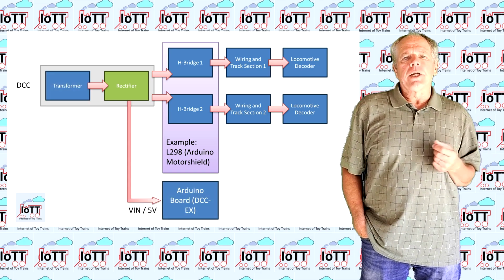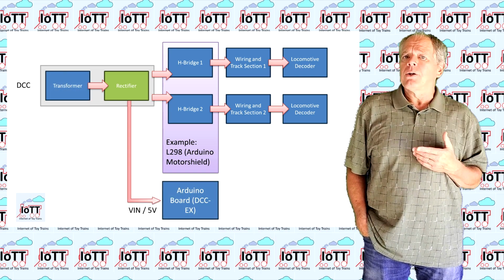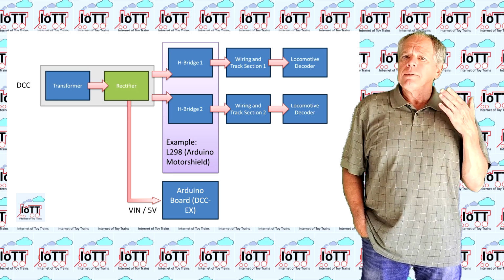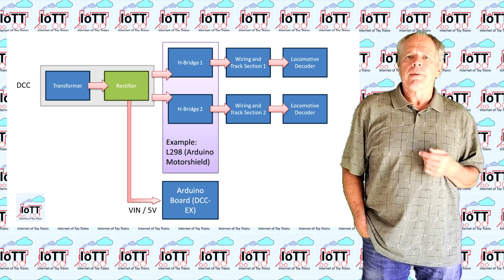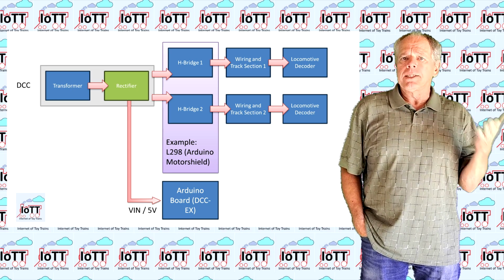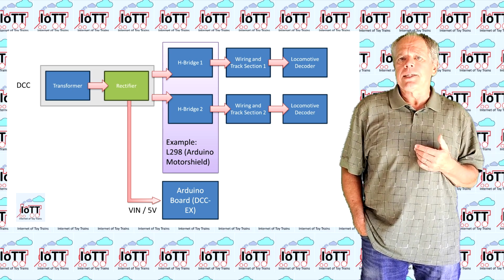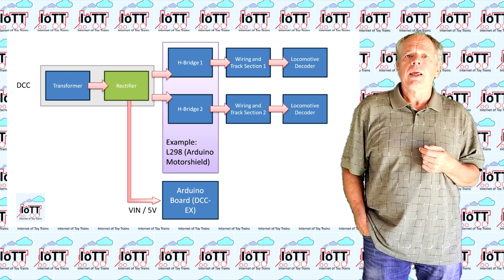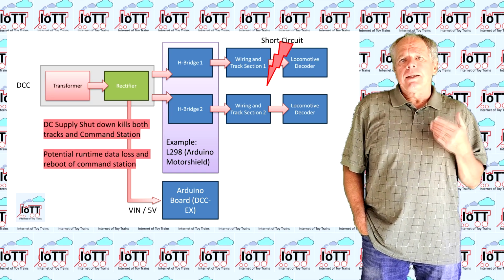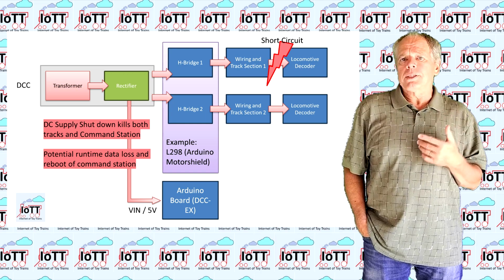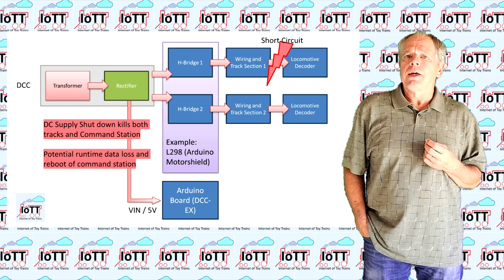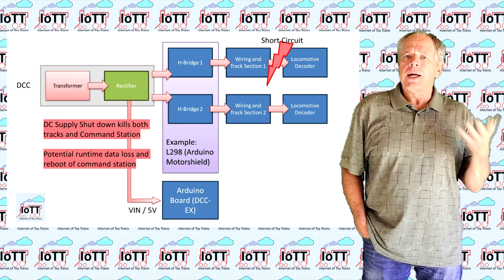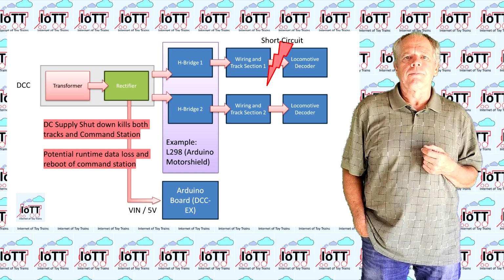And the second situation is if you are powering the Arduino board of a DCC-X command station from the main power supply input, as it is possible with the DC-DC converter on the DCC-X motor shield or with the IoTT DCC aux shield. The problem here is that if a short circuit occurs and the DC supply shuts down, the command station is going through a reboot process and you might lose the runtime data.